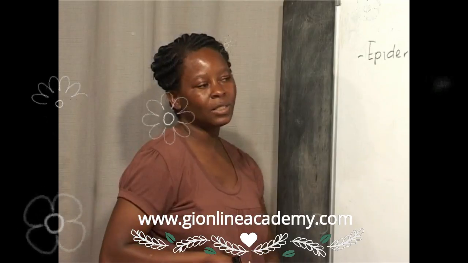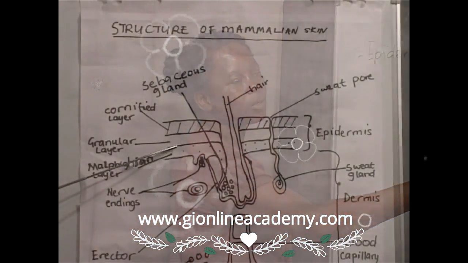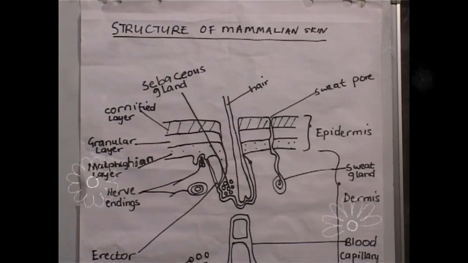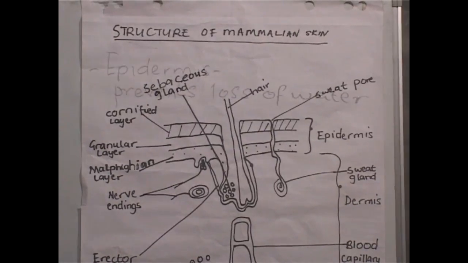So don't forget, we are saying that the epidermis is important because it is made up of the malpighian layer where you have cells that are actively dividing. So when these cells actively divide, they will move to the granular layer, they will still be living, but when they reach the cornified layer, they will be dead. So in all, the epidermis prevents loss of water.